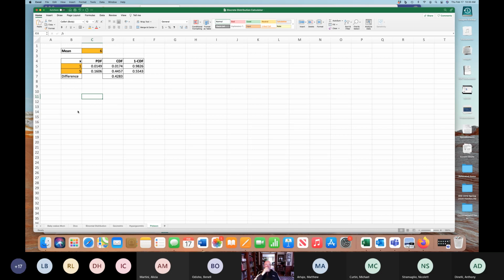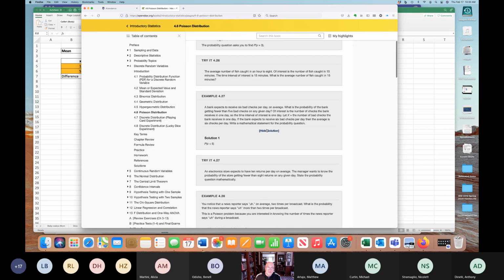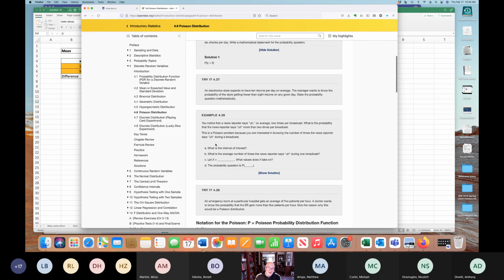calculator to do it. Let's see if our answer is right. We have 44 point something. This is the number we're looking at right there. If I was going to answer this question, I would say, ooh, there's my answer right there. What's the solution? Well, they just have probability less than 5. They didn't actually do it. All right, so let's look at this one.